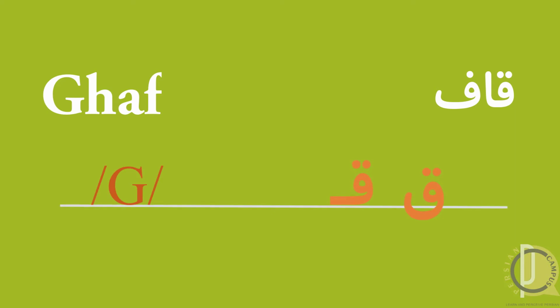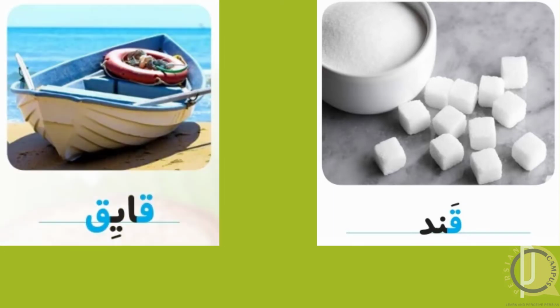Qaf. With two forms, the big one for the final and the small one for beginning and middle. As in قند. You see, this time the short vowel a is shown. There is no obligation to do that. It's perfect without it and more normal. And قایق.